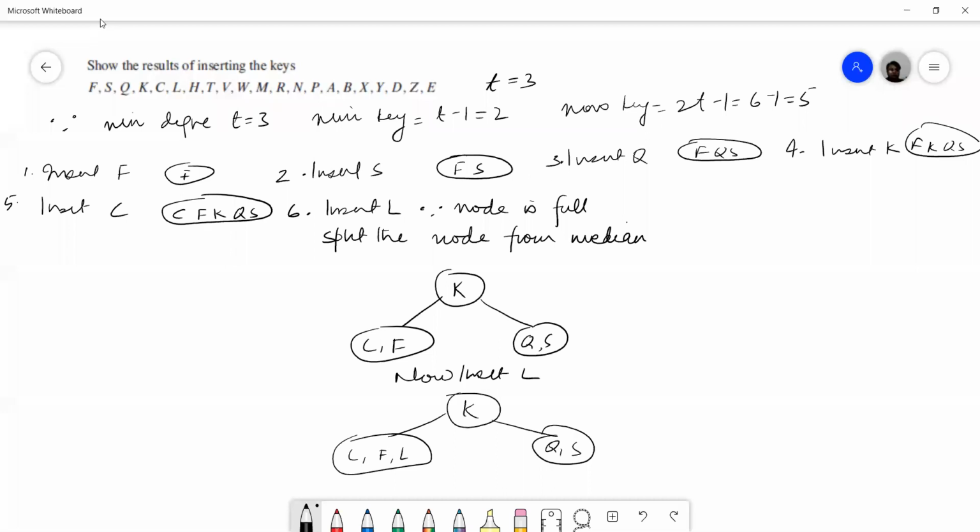Is this clear, class? L is less than K, greater than K. Oh, sorry, it is greater than. It will go to this side. So the process is clear, I hope.